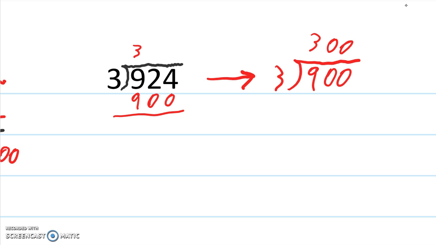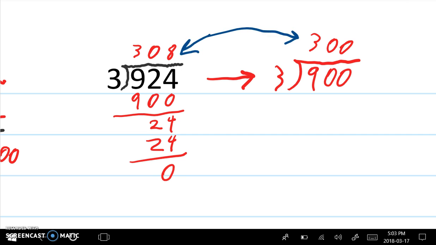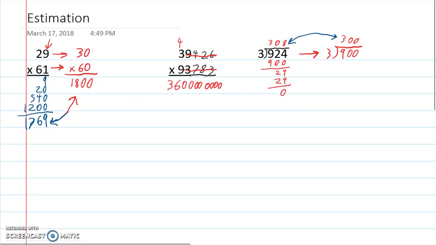And then how many times does 3 go into 2? 0 times. How many times does 3 go into 24? 8 times. Okay, so again, relatively close numbers. 300 compared to 308.